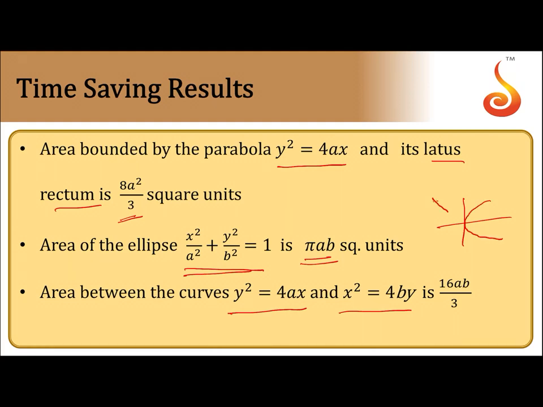And x square equals 4by, the parabola looks like this. The area between the curves is nothing but this region. So we find the point of intersection, and take the area under this curve minus the area under this curve. We calculate and simplify, and you will get 16ab by 3.